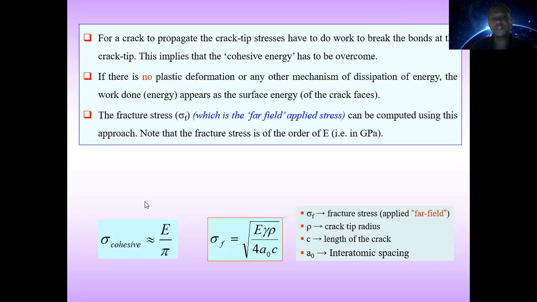So the fracture stress sigma F, which is the far field applied stress, can be computed using this approach. Sigma cohesive is equal to E over pi, and sigma F is equal to the square root of E gamma rho over 4 a naught C. Here C is the length of the crack, a naught is the interatomic spacing, or the distance between the centers of atoms, E is the Young's modulus of the material, and rho is the radius of the crack.